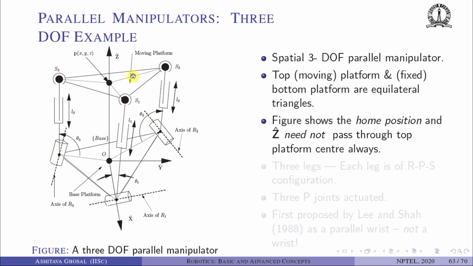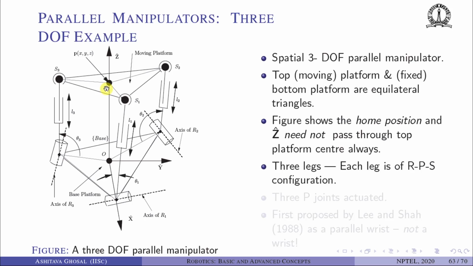Okay, so we have a top moving platform and a fixed base. So if I change the prismatic joint variables L1, L2, L3, this top platform can move. Okay, and we can show later, or we have seen, if you want to apply some formula, that it has 3 degrees of freedom. Okay. In this figure, it is shown at the home position. The z-axis of the fixed coordinate system, x, y, z, and this 0, need not pass through the center of the top platform. Okay.